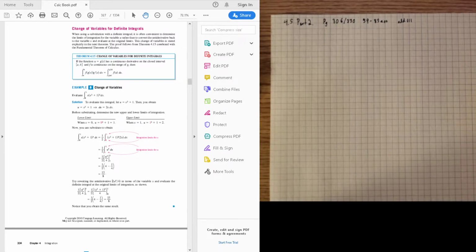Good morning. It is Tuesday, April 14th. It is a wonderful day to be doing calculus. The sun is shining, the grass is green, all that stuff. And we're going to be talking about change of variables for indefinite integrals and definite integrals specifically.